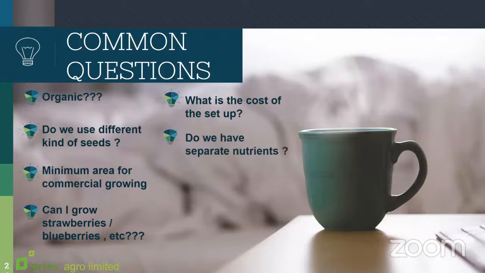Do we have separate nutrients? We do not have separate nutrients in terms of what the plant needs, but you have more readily available nutrients. And I also shared the sources of the fertilizers that you use. They are the same for soil growing as well.